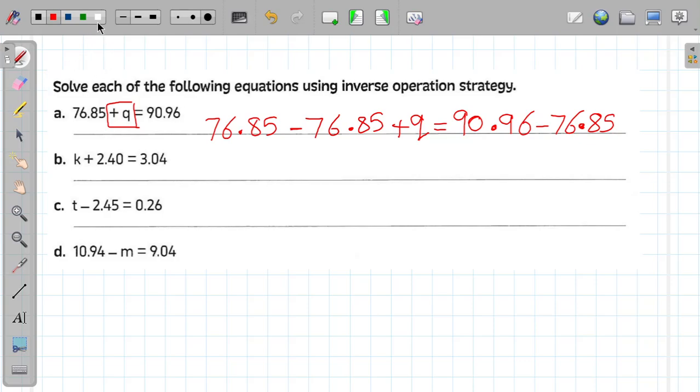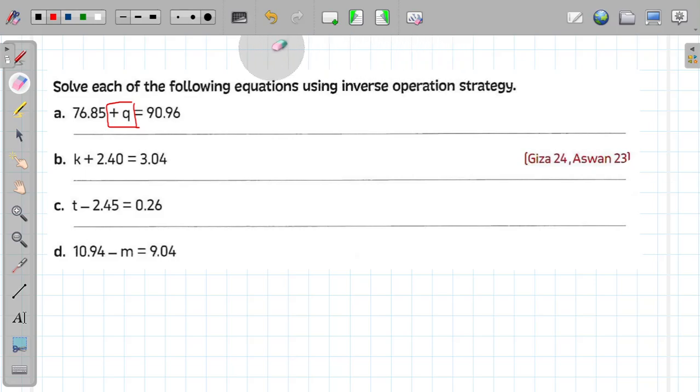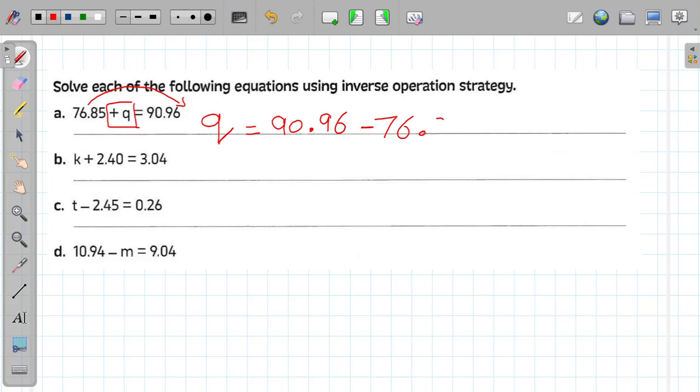Or I can write it another way, like this. I will say Q, and I will transfer the other number to the other side. 76.85 is added to Q, so I will send the number to the other side with the subtraction operation. So I will write Q equals 90.96 minus 76.85. And I will subtract the two numbers.